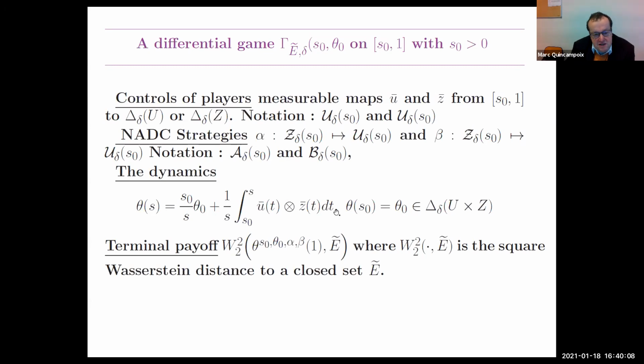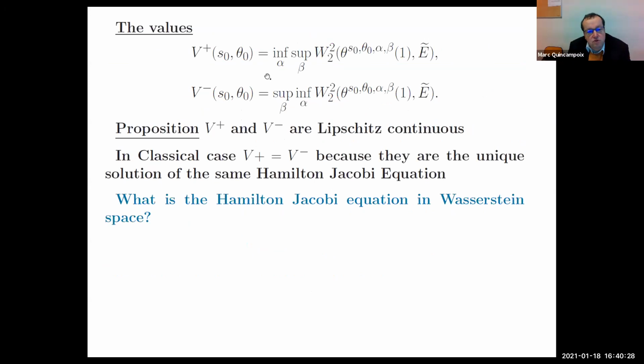And we have the terminal payoff. The terminal payoff is nothing else than the theta evaluated at the terminal time 1, the distance between the theta evaluated at the terminal time 1 and E tilde. And this is the Wasserstein distance. So we have two values. So I can be a little quick. These two values, defined like this, are Lipschitz continuous.